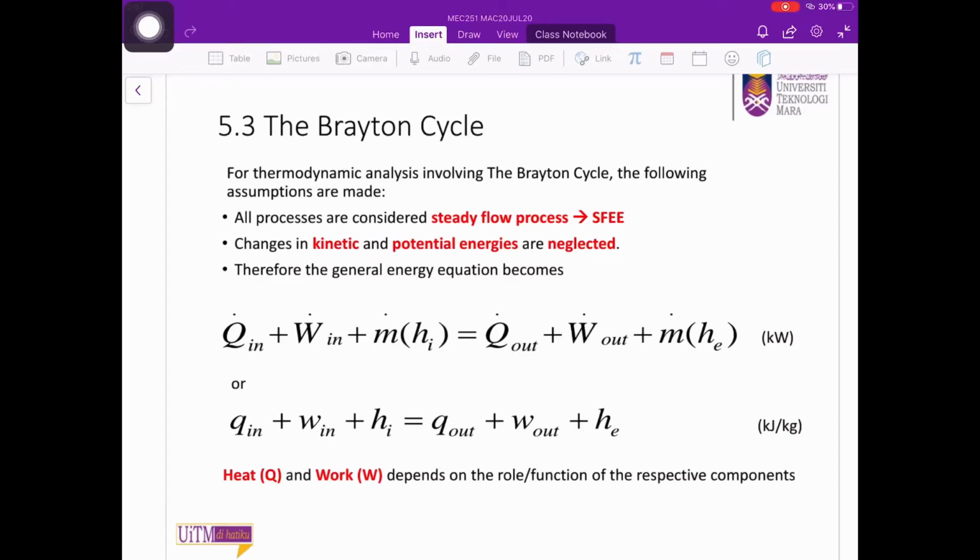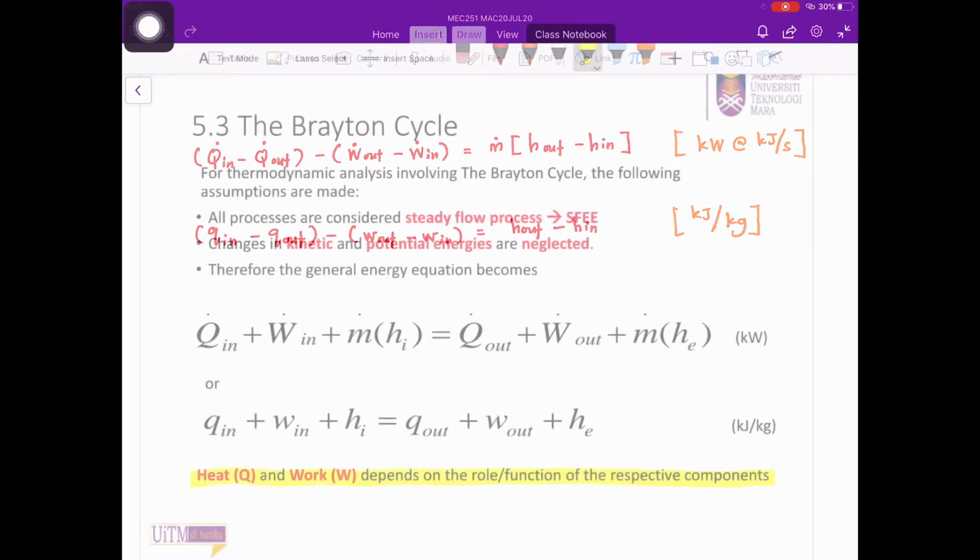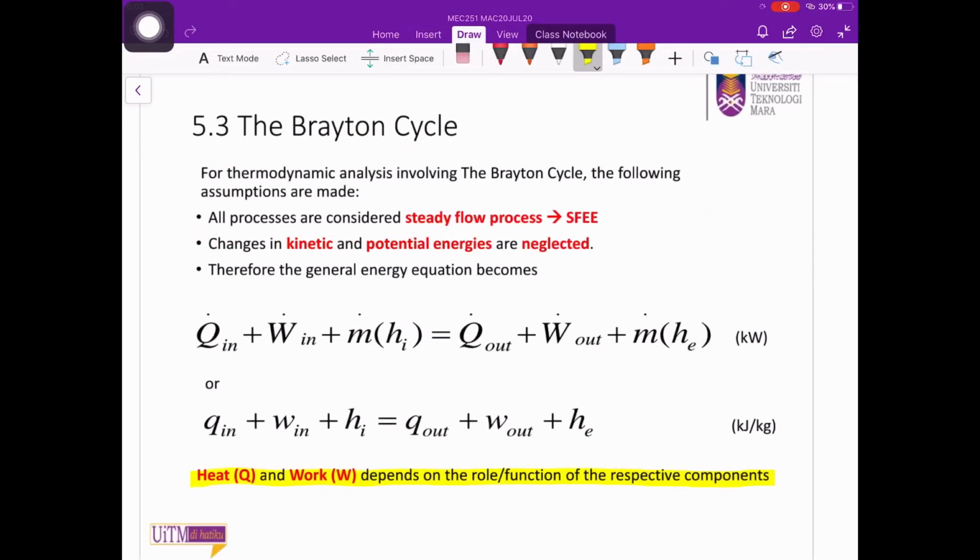As can be seen, all of the devices involved in Brayton cycle analysis are steady flow devices that can be analyzed by using the steady flow energy equation, SFEE. In our analysis later, we are going to neglect the changes in potential and kinetic energy. Our steady flow energy equation will now become these expressions. Note that the heat transfer and work terms will depend on the role or function of the respective devices.